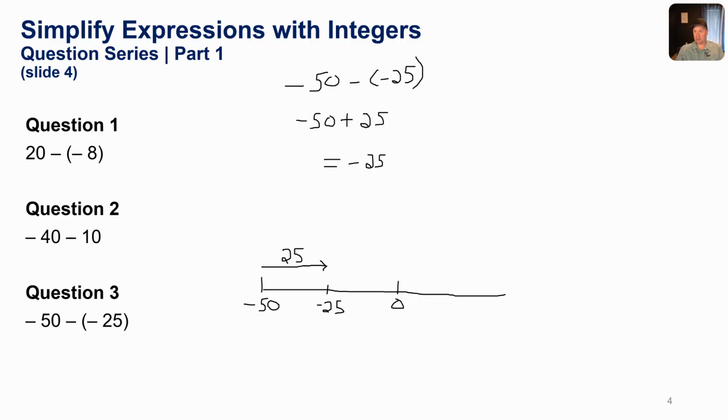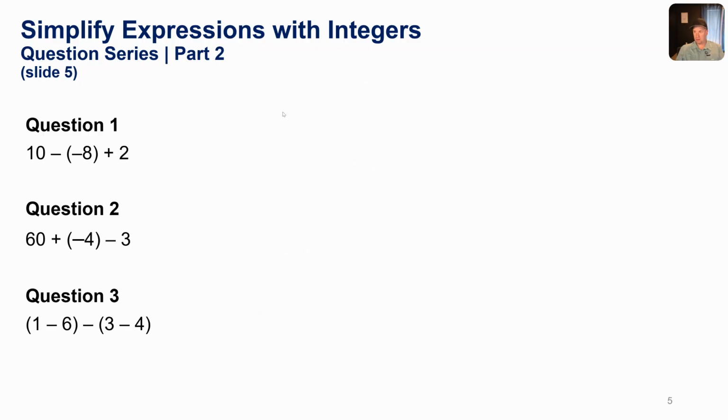All right, let's look at the next question series. So here I have a series of 3 integers to start. So we have question number 1, 10 minus -8 plus 2. Now the strategy I'm going to use is doing this in chunks. So starting with the first 2 integers and then going to the third. So what I'm reading here is I have a +10 minus a -8.